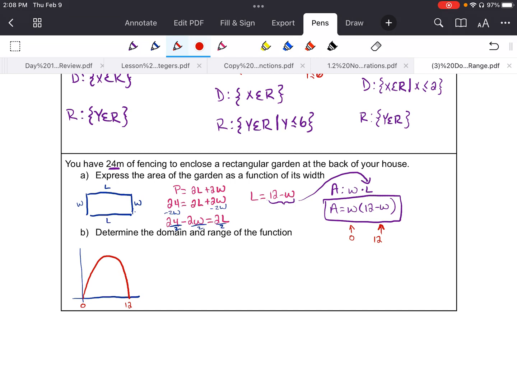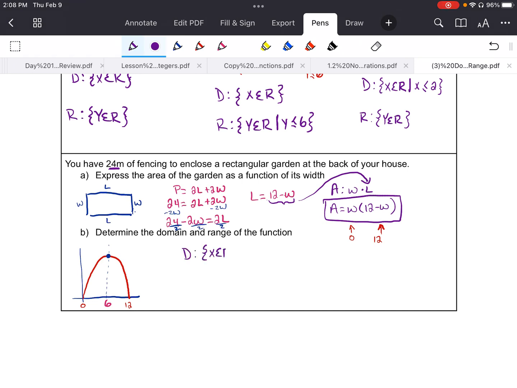Okay, one other piece of information that we need to know from quadratics and parabolas is that the vertex, so the very highest point, is given halfway between our two x-intercepts. So that's at 6. Okay, that's going to be important going forward. But first things first, the domain.